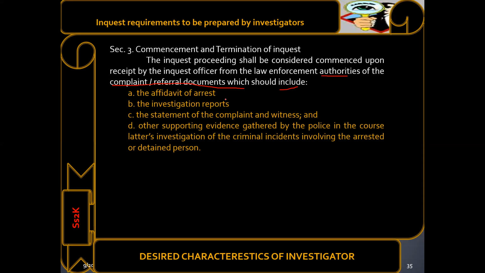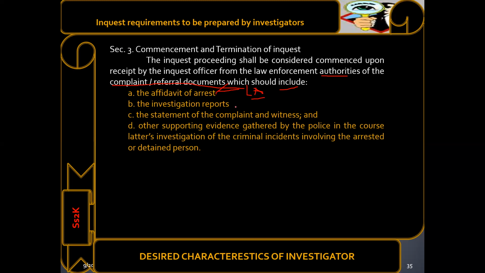So ano yung mga report na isasubmit ng police? Ano yung mga dokumento? Unang-una, yung affidavit of arrest. Bakit kailangan isubmit ng mga police ang affidavit of arrest? Kasi ang isang titingnan ng prosecutor ay legality of arrest, whether the arrest is legal or not.